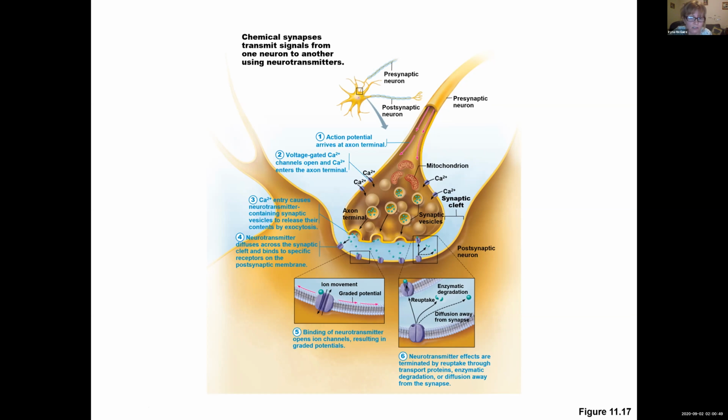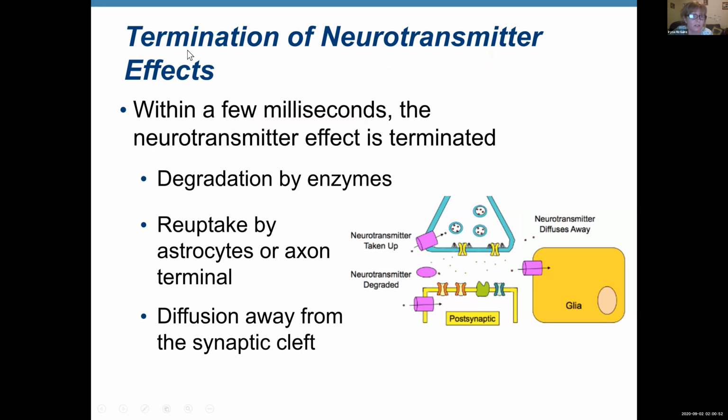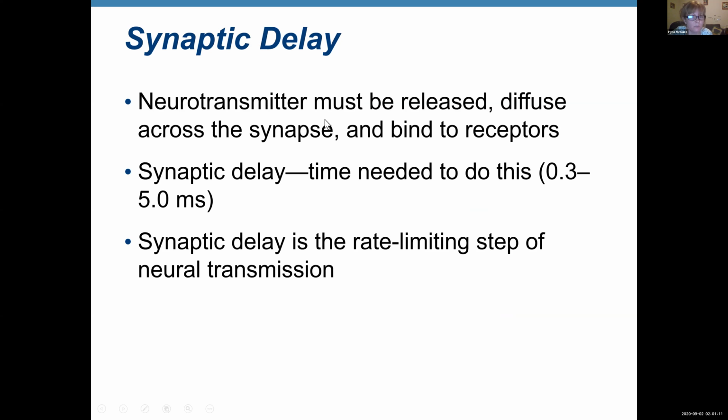That's not good for the nervous system. So termination of neurotransmitter is by degradation by enzyme, reuptake by the axon, or even astrocytes can take in those neurotransmitters, or they can just diffuse away from the synaptic cleft. Now, the neurotransmitter must be released, diffuse across the synapse, and bind to the receptor. This is called synaptic delay. It's the time needed to do all this, and synaptic delay is a rate-limiting step in neuron transmission.